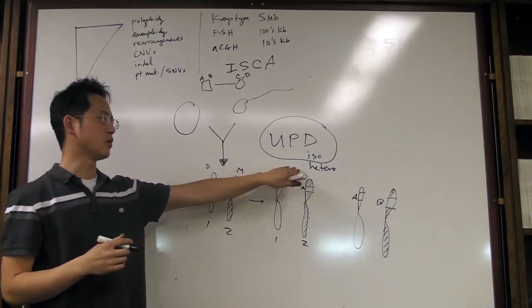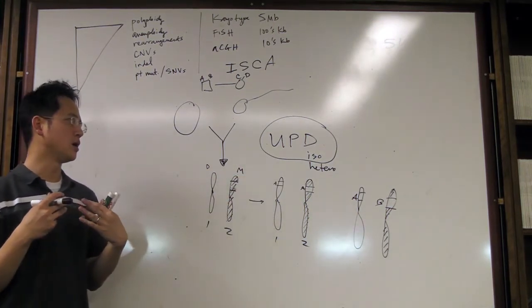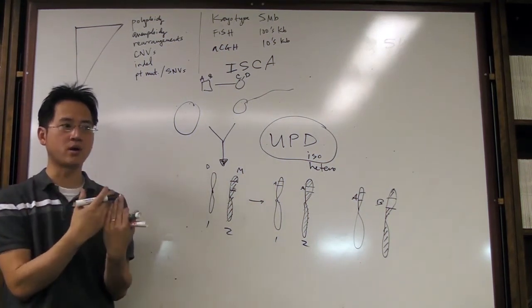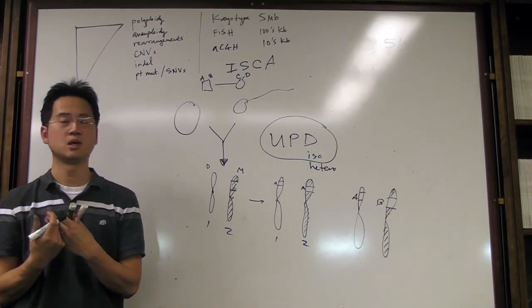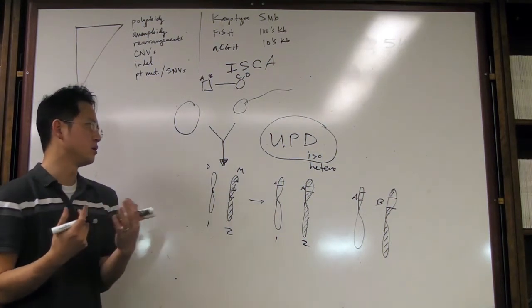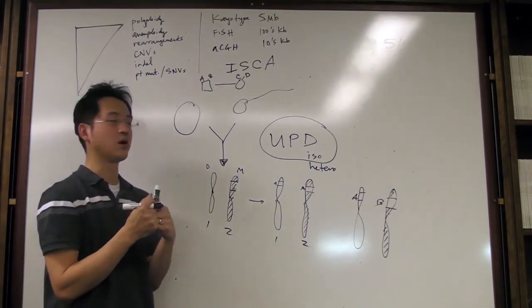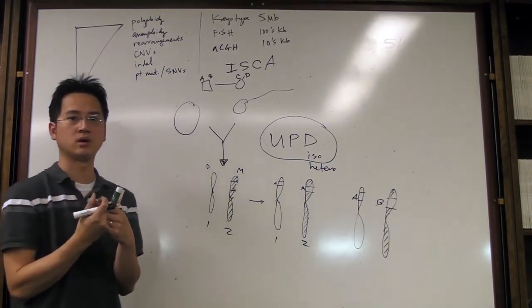Because there are certain situations, for example, in imprinting, where if you inherit the same material from one parent versus another, it could lead to disease, where due to methylation effects or differences or dosages, it can lead to disease. For example, Angelman's and Prader-Willi is an example there.